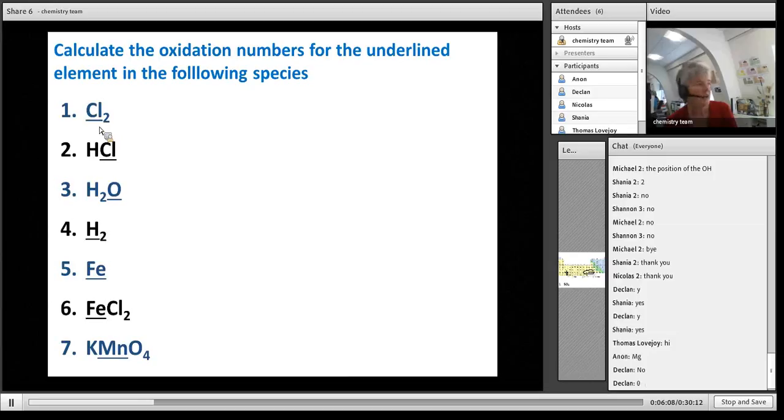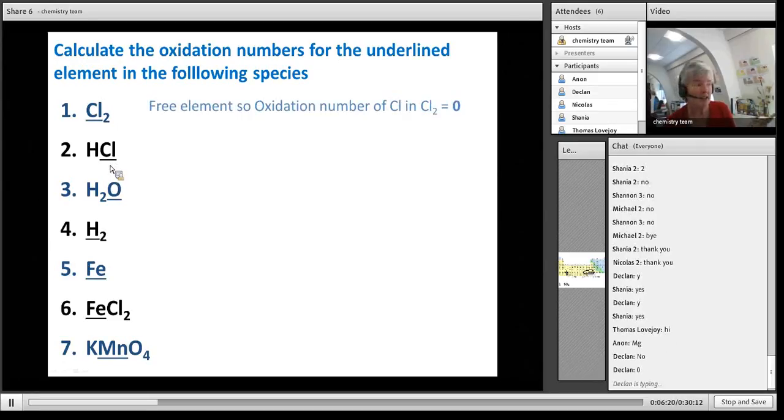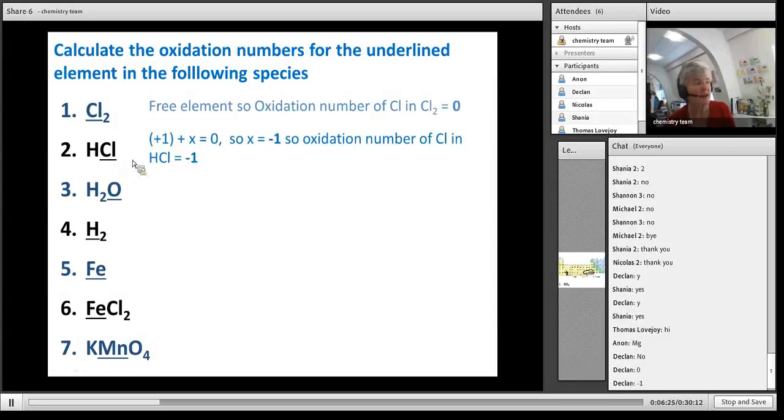Okay, because of rule number 1, a free element, I've got no other element in there, only Cl, so it has to be 0. Okay, what about chlorine in hydrogen chloride? -1, and that's where we apply rule number 5. It's a neutral compound, so you add it all up to be equal to 0. Rule number 3, hydrogen in a compound is always +1, and there are no exceptions as far as you're concerned.